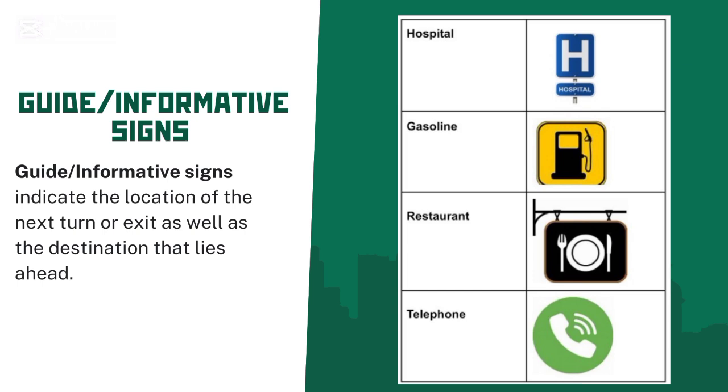Next is the guide or informative signs. Guide and informative signs indicate the location of the next turn or exit as well as the destination that lies ahead. For example, here is the hospital, the gasoline station, the restaurant, and the telephone.